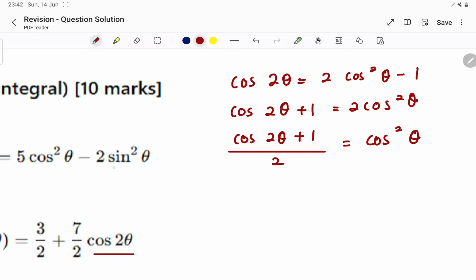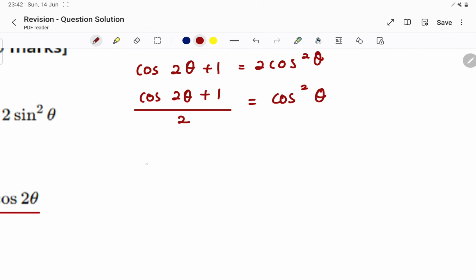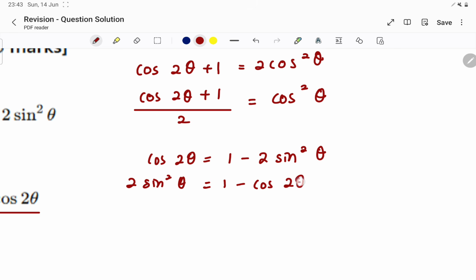Another one we need is sin²θ, which we also have in the identities: cos 2θ equals 1 minus 2 sin²θ. Then you can move sin²θ to the right side and cos 2θ to the left side. So 2 sin²θ equals 1 minus cos 2θ, and then sin²θ is equal to (1 minus cos 2θ) divided by 2.